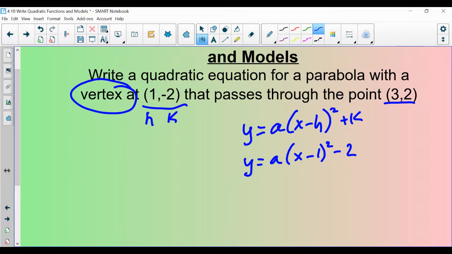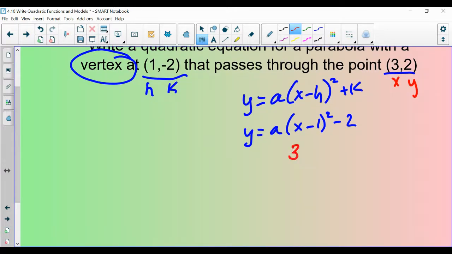I don't actually know what a is, but I do know that it must go through the point (3, 2). So what I'm going to do with this additional point is plug the 3 in for x and the 2 in for y. And once I have those in there, I can solve for a. So 3 is going in for x and 2 is going in for y. When I do that, I would have 2 = a(3 - 1)² - 2.